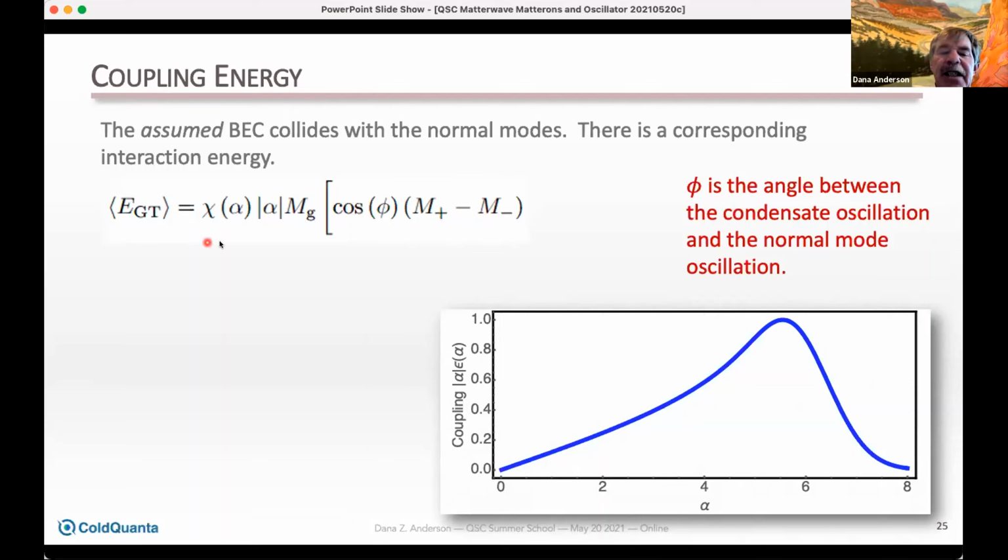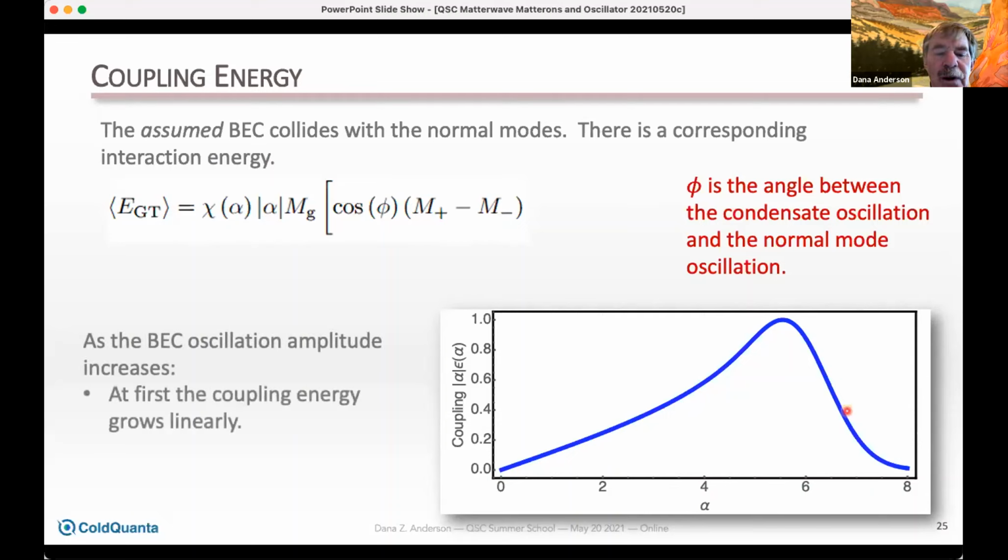By the way, this coupling coefficient, chi of alpha times alpha, as a function of the amplitude of the condensate for a fixed depth of the harmonic potential, it's approximately linear, and then it just saturates. And that turns out to give us the oscillation amplitude of our oscillator later. Again, I'm not going to hang out with that discussion until we need to. All right, but the main point is the bigger the oscillation in general, the stronger the coupling until it saturates at some maximum value.